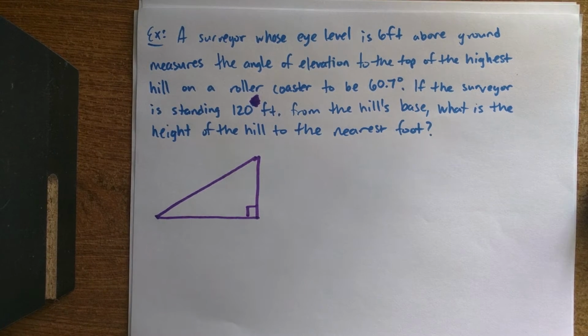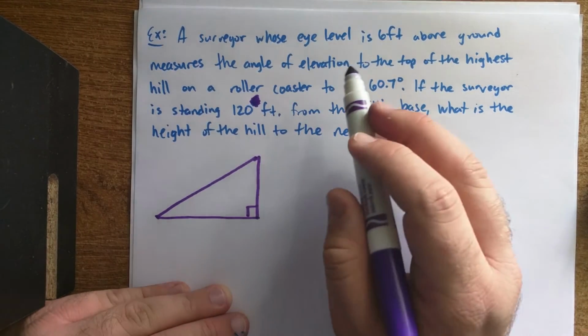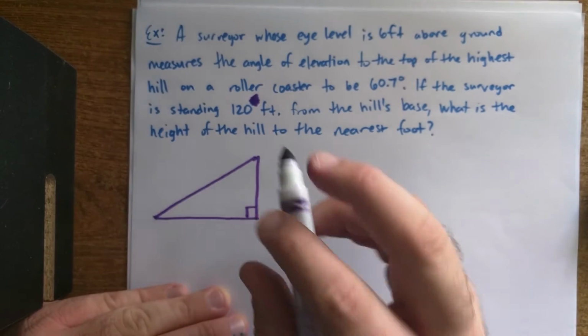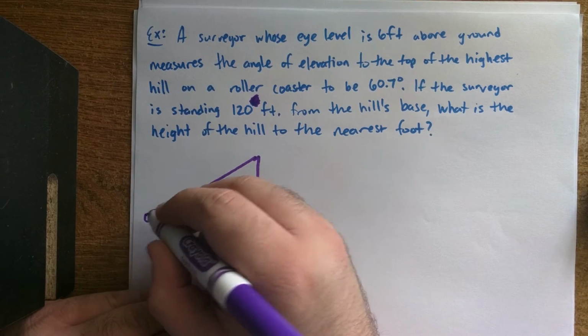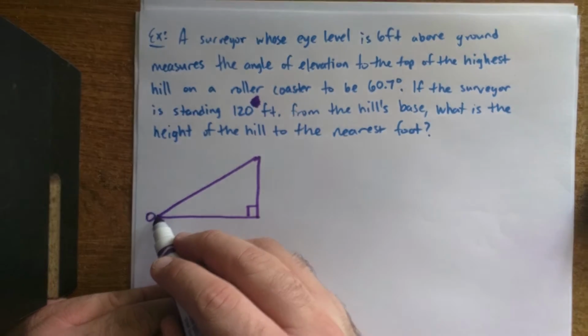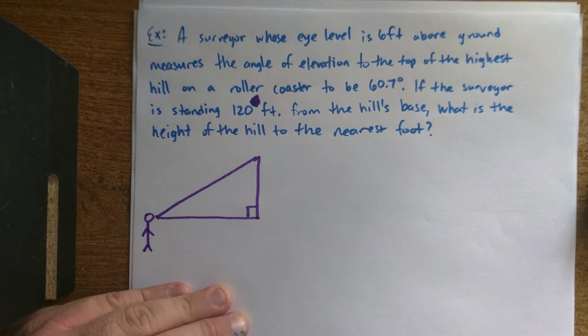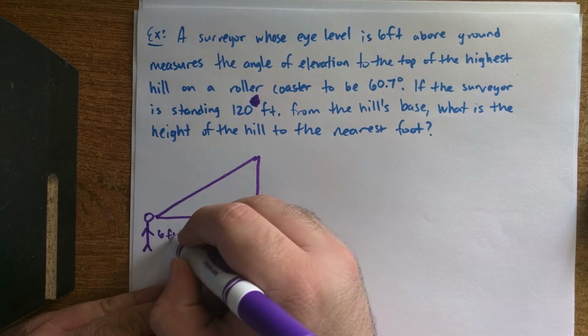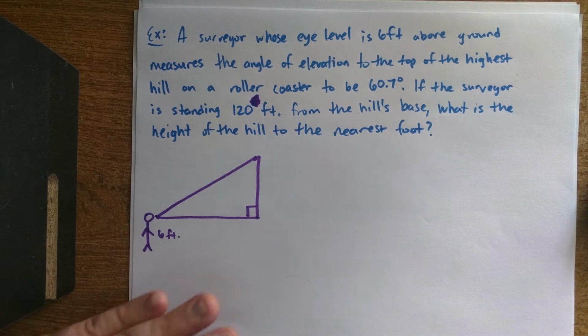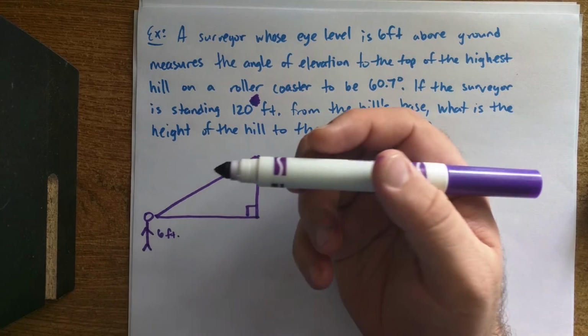Now we have one that's a little tricky, and I want to show you a really tricky one here. It says a surveyor whose eye level is 6 feet above ground. So we have to imagine the guy is right here, and his eyes are right here, and here he is standing. So this guy right here is 6 feet tall, or at least all the way to his eyes, I should say.